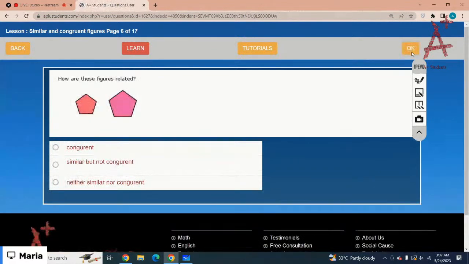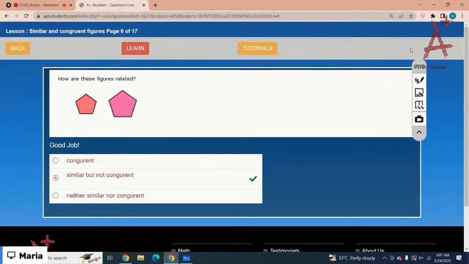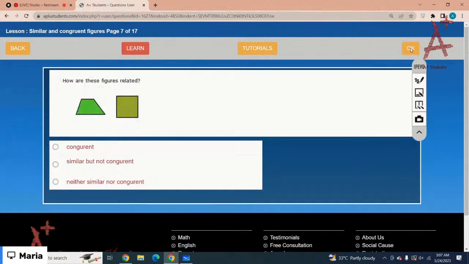How are these figures related? They are similar but not congruent. Got it? They are different sizes. Congruent is the one where they have the same shape and same size. Got it? Okay, how are these figures related? They are two different shapes, so they are neither similar nor congruent.